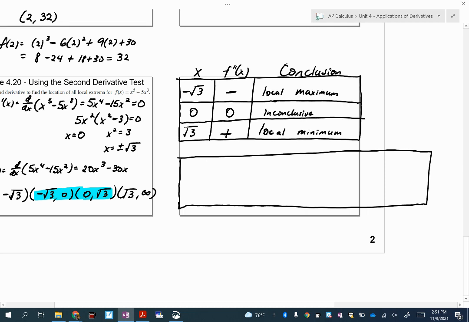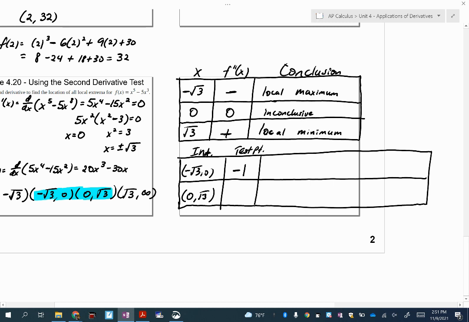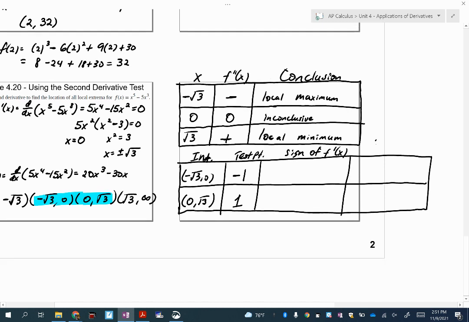So we have our interval first, which is, let me make it a little bit wider, negative square root of 3 to 0, and then 0 to positive square root of 3. Then I'm going to use my test point, which can be negative 1, in between there, and positive 1. Then I want the sign, since this is the first derivative test now. Sign of the first derivative, and then my conclusion.